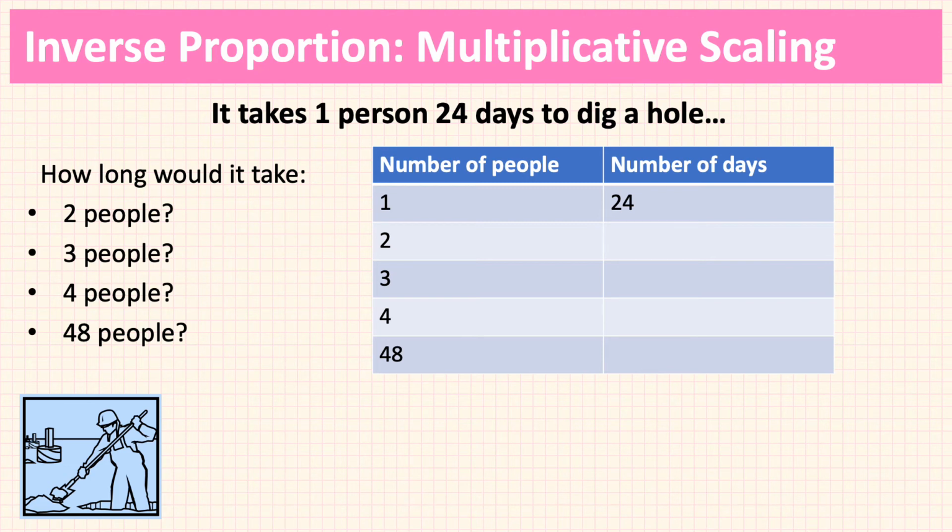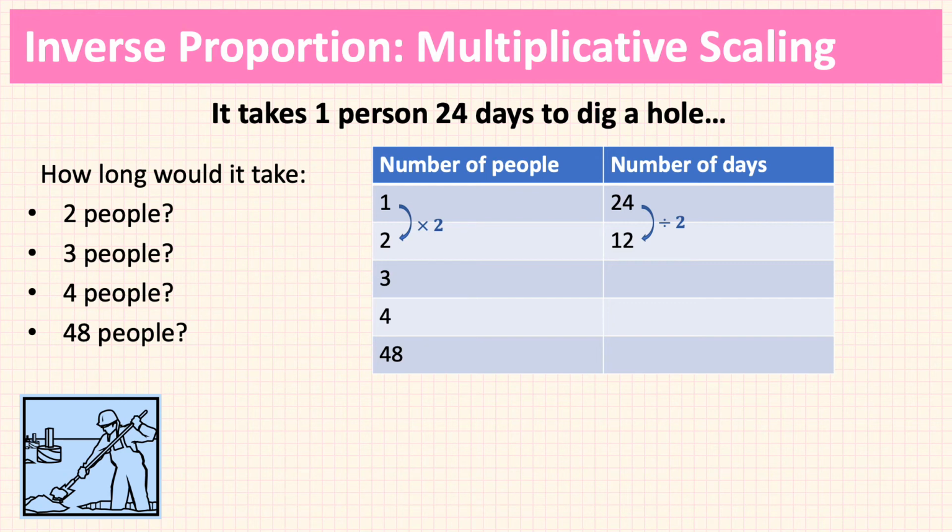So I've put that in there as well. So now what I need to look at is what's happening with the values in the left-hand column. So let's just look at the first couple of values then. So going from 1 to 2, I am doubling, which means the number of days must halve. So 24 divided by 2 is 12. And hopefully that makes sense because you would expect 2 people to take less time than 1 person. Now we are making an assumption here. We are assuming that those 2 people work at exactly the same rate.